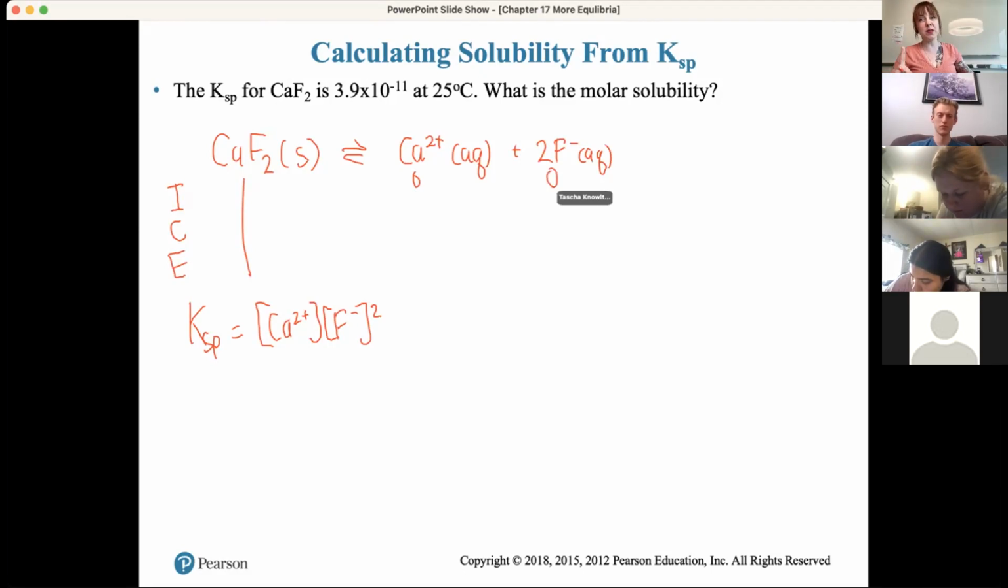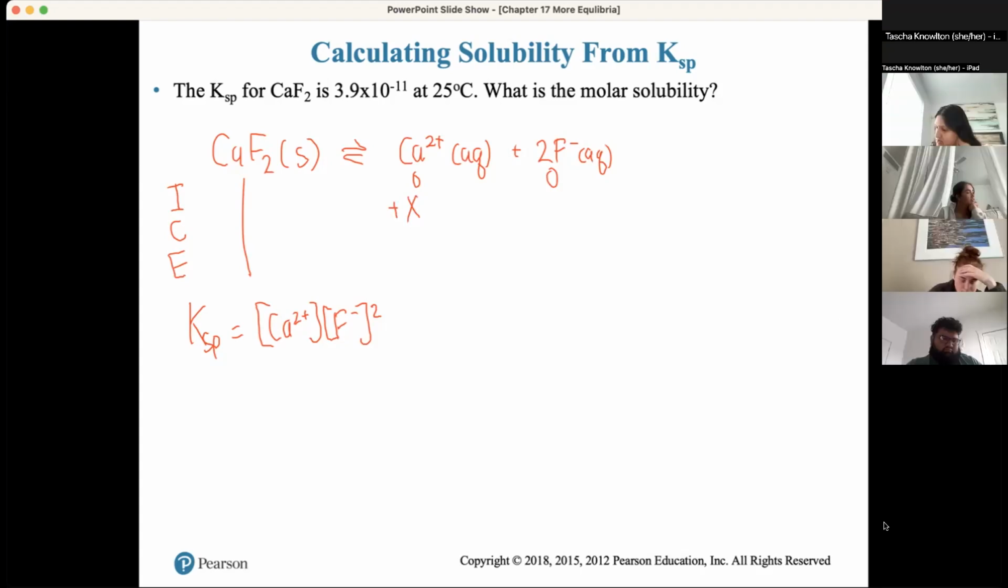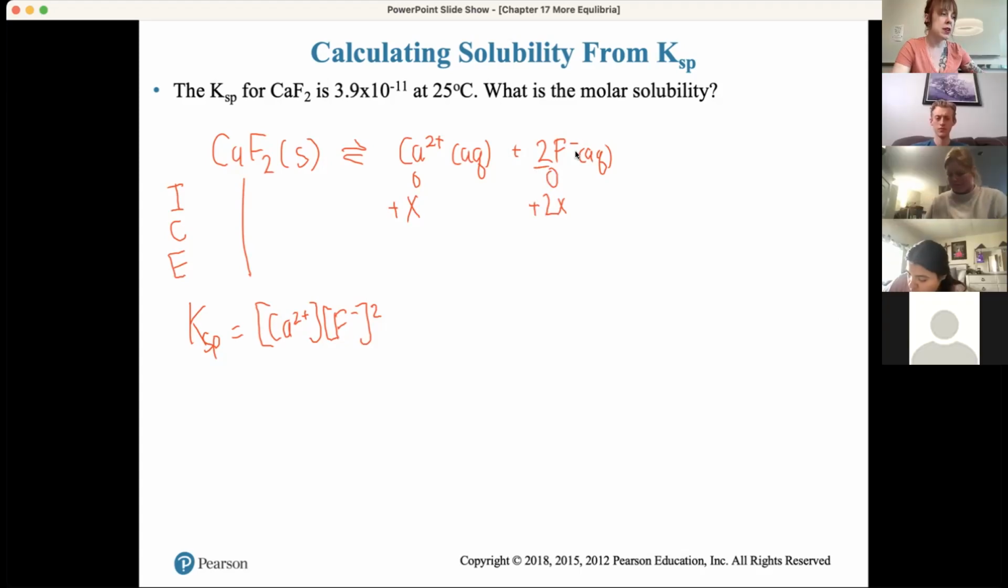Now, this is where it's a little different. We were real lucky with our weak acids. Maybe we didn't feel lucky, but we were, because they were a 1-to-1 ratio. In this case, we're not a 1-to-1 ratio anymore. I'm going to add X for calcium, but what do I have to do for fluoride? 2X. Double it. Yes, perfect. To both of you who spoke, yes. 2X, because of that 2 right there, we have to put a 2X. So however you balance that dissociation, that's the number that's going to go in front of the X.